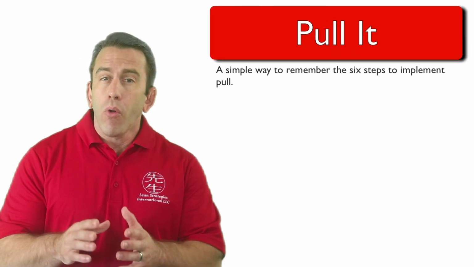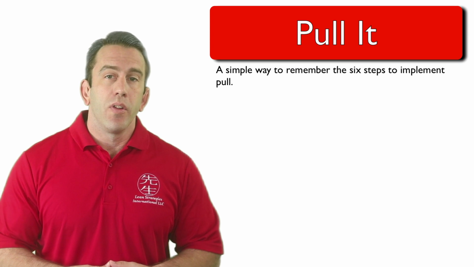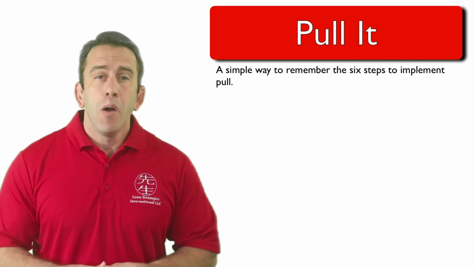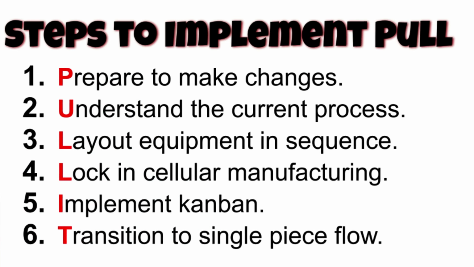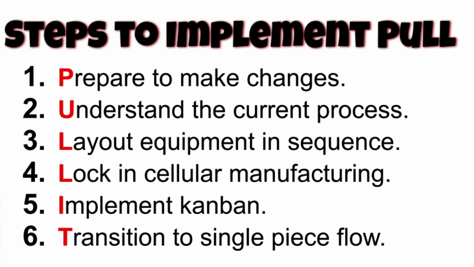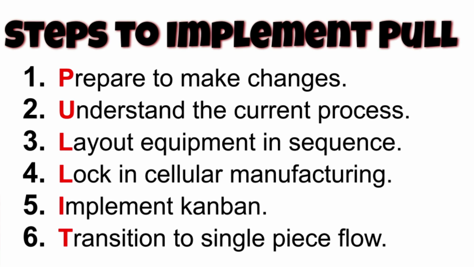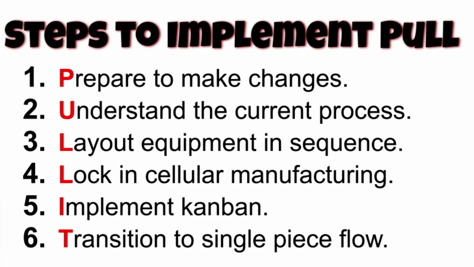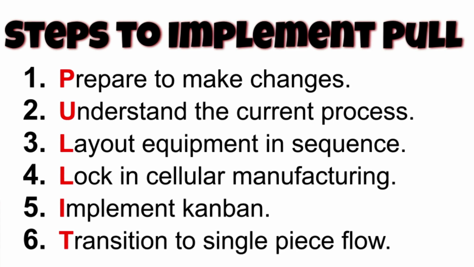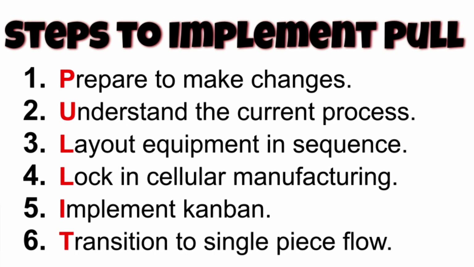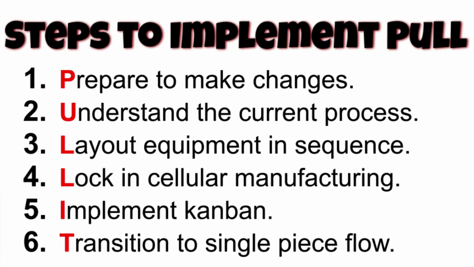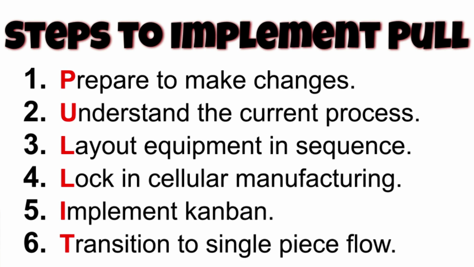Pull it. Pull it is a simple way to remember the 6 steps that we'll cover in the next few modules. Pull it stands for number 1, prepare to make changes. Number 2, understand the current process. Number 3, lay out equipment in sequence. Number 4, lock in cellular manufacturing. Then implement Kanban, and finally transition to single piece flow.